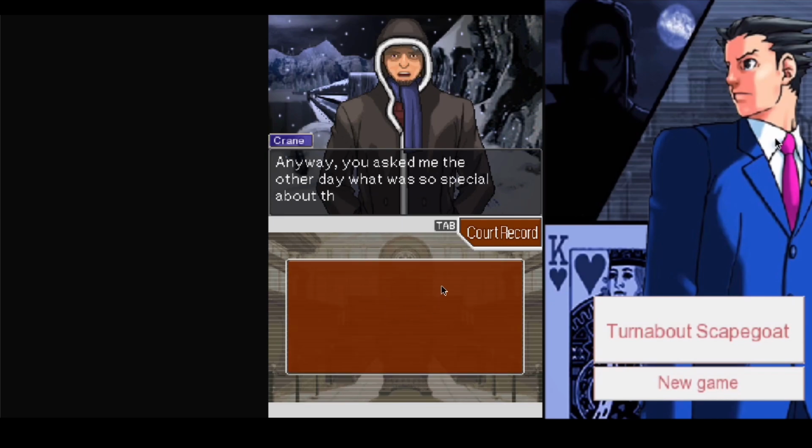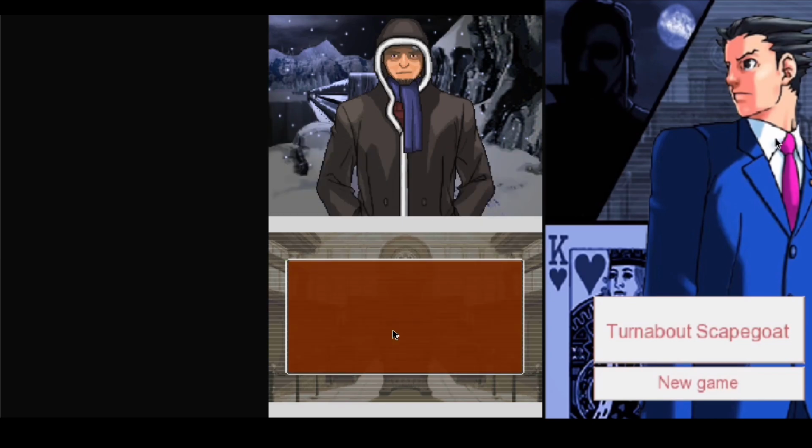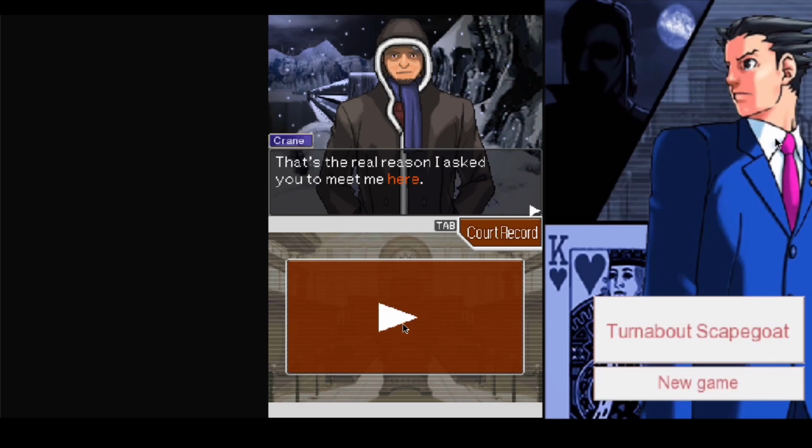Anyway, you asked me the other day what's so special about this card of mine. Yeah, I mean, what's the deal? It's just a piece of card, right? Wrong. It's made of enigmium. Enigmium? That's an incredibly rare metal. Yup. That's the real reason I asked you to meet me here.